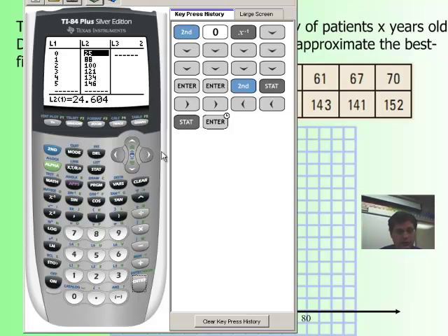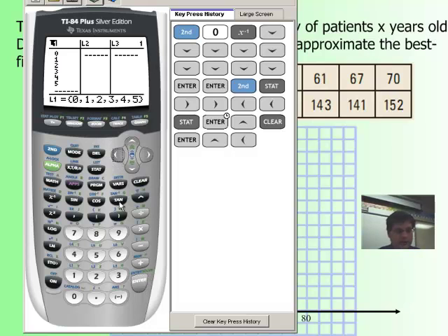To clear that out, you're going to hit the up arrow and highlight one of the lists. Here I'm highlighting L2, and I'm going to hit clear, and then enter. That clears out that list. Then I'm going to arrow to the left and highlight L1, hit clear, and press enter. Do not hit delete when you have the list. Otherwise, you're going to delete the whole list, and then you have to figure out how to put the list back.